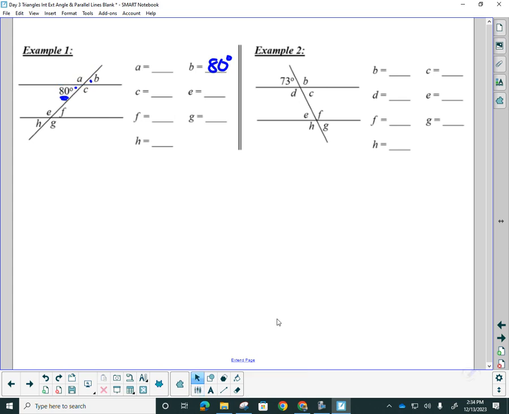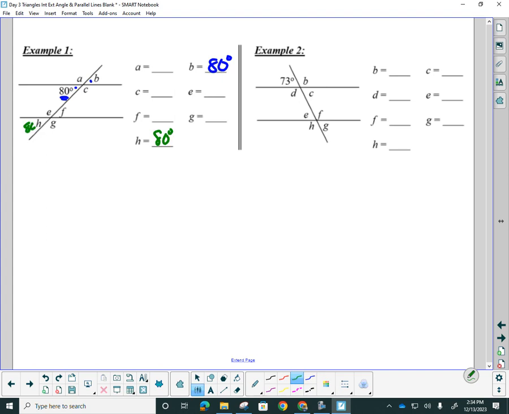The other pattern that I see is a backwards F. And so if this is 80, then this one must be 80. And they just look 80, don't they? So that means H must be 80 as well. I can even drag this down here to show you that, yep, that's actually equal to 80 as well. So we've got that F pattern there. So that's 80.